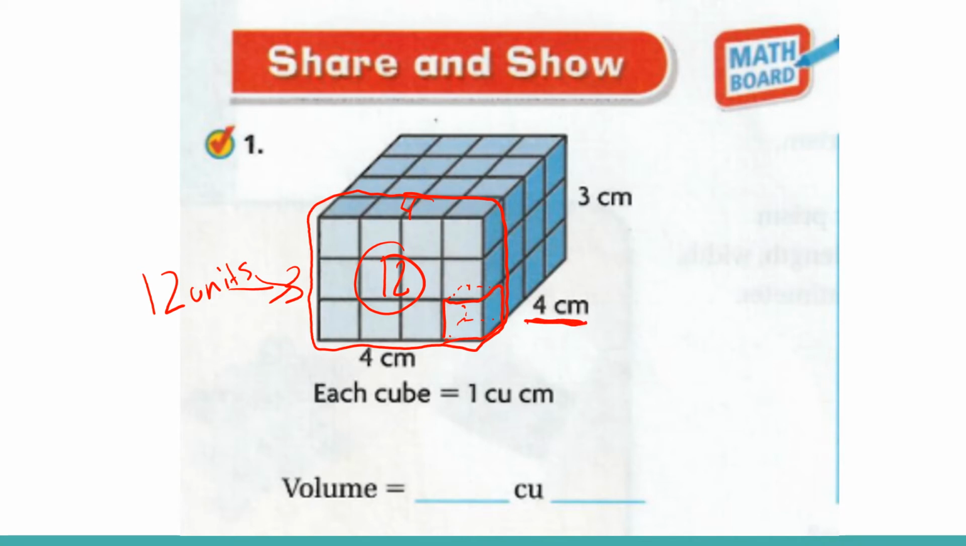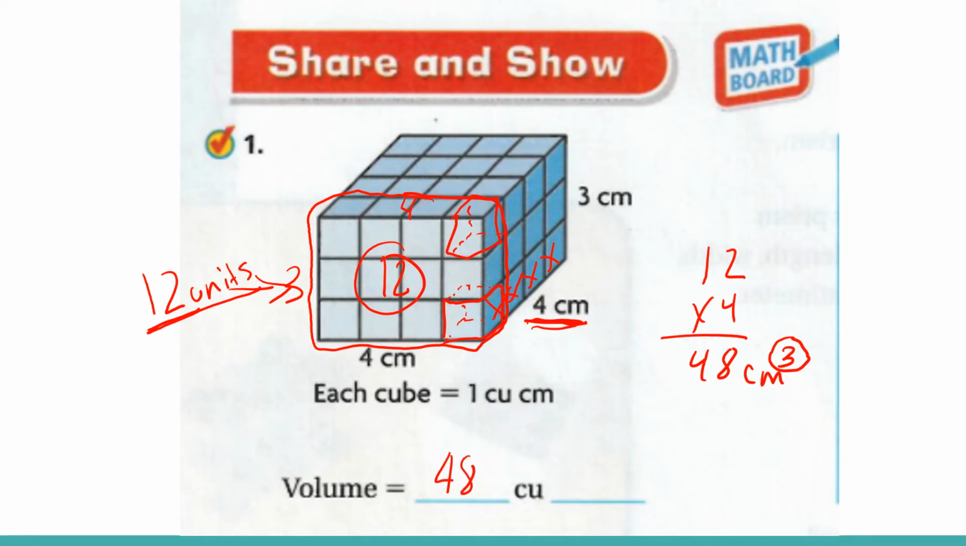Now we can count how many layers we have. Well, according to this, we have four layers. So I take this 12 per each layer and multiply that by four layers, and we get 48 cubic centimeters. Again, the three tells me the shape of each one of these units here, and each unit here is a cube. So the volume here is 48 cubic centimeters. I hope this makes sense.